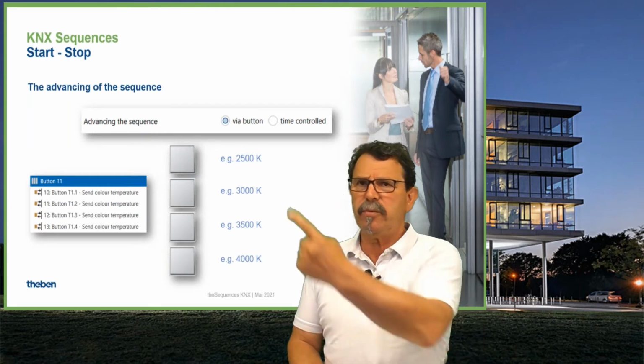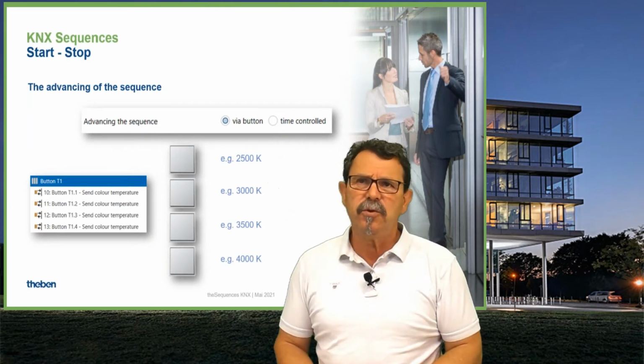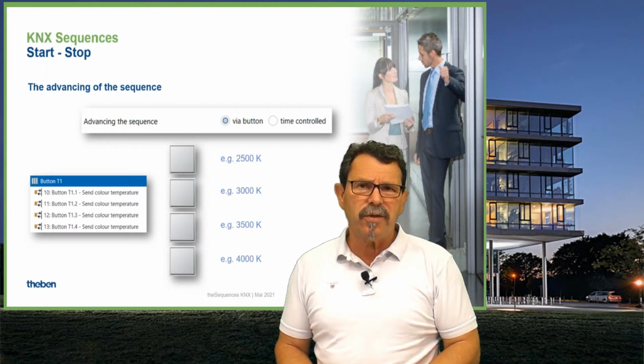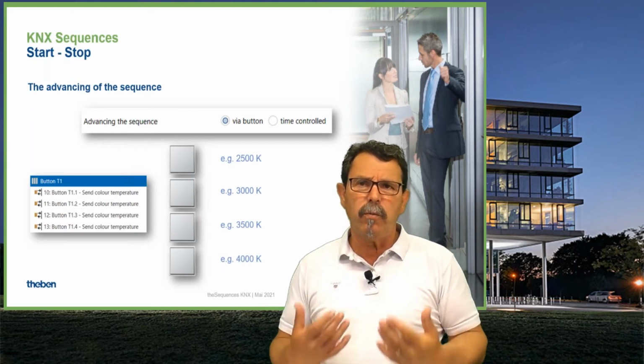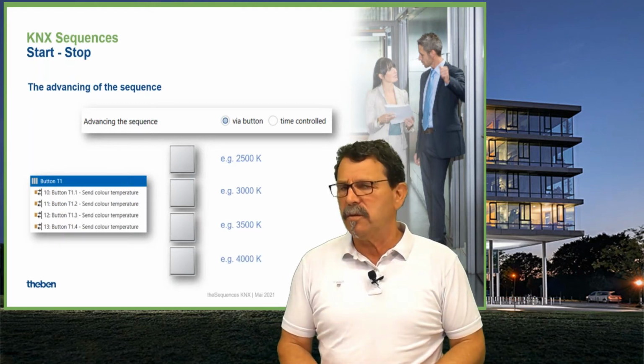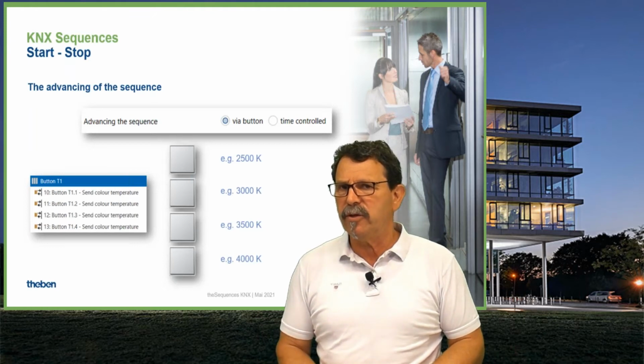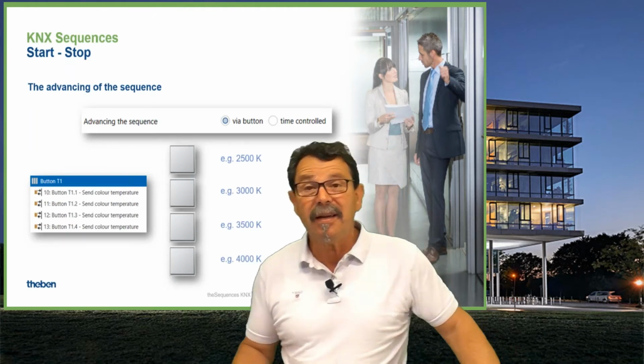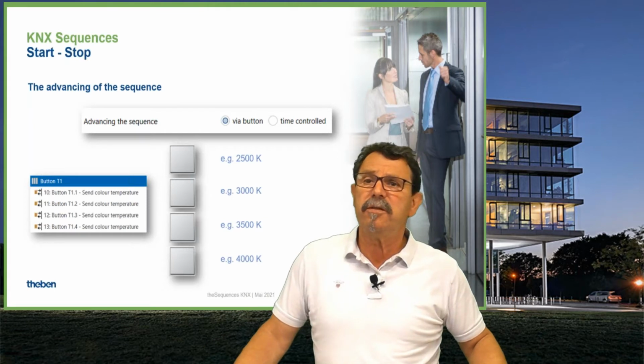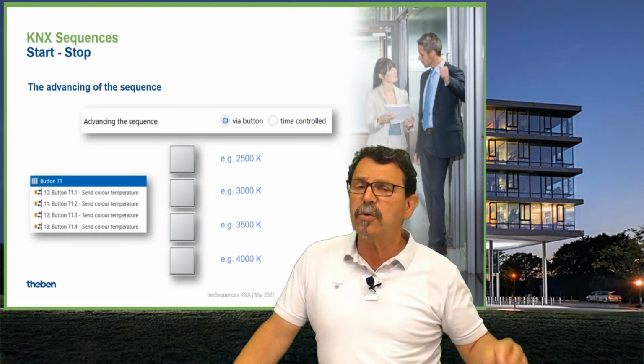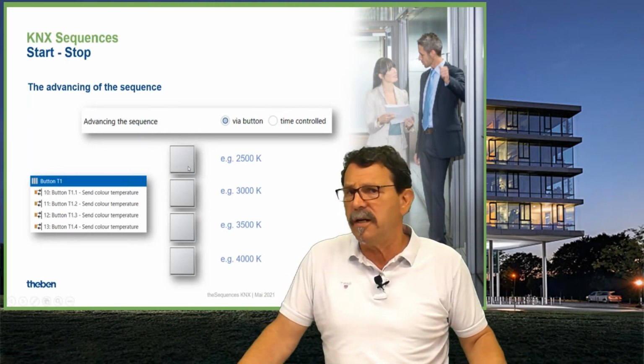So in this case, it may be of advantage to use the time control. Then the change from a warm white to a cold white is automated, and you do not have to care about or modify it, except if you want to use it for a specific event to call up a specific, let's say, mood light.